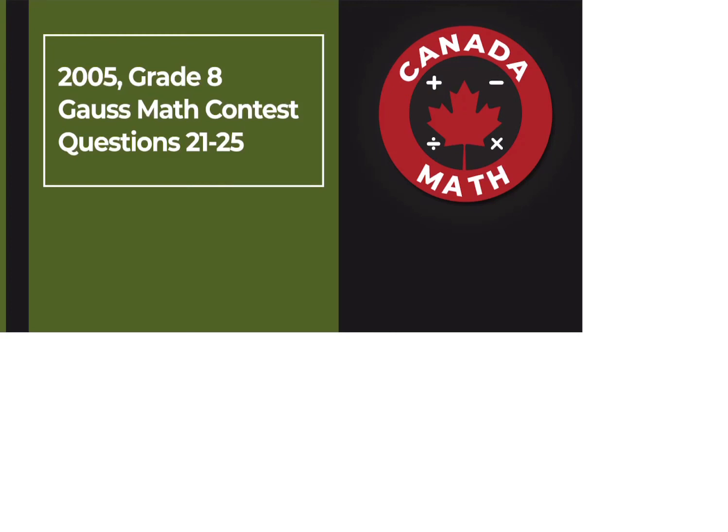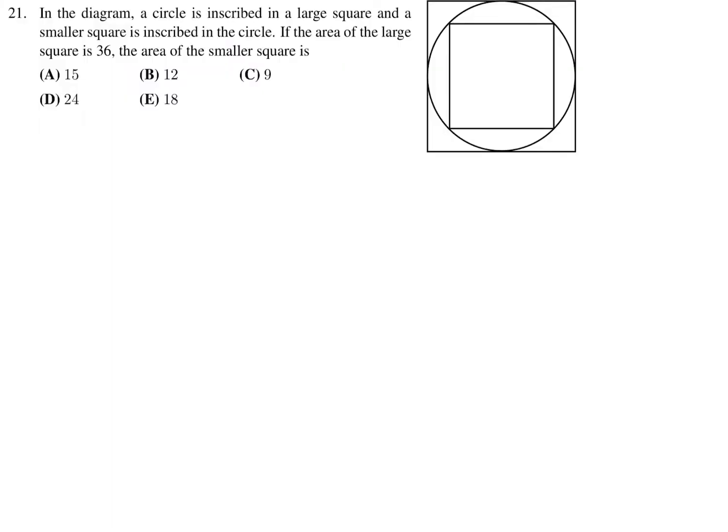Questions 21 to 25 on the 2005 Grade 8 Gauss Math Contest. In the diagram, a circle is inscribed in a large square and a smaller square is inscribed in the circle. If the area of the large square is 36, the area of the smaller square is.